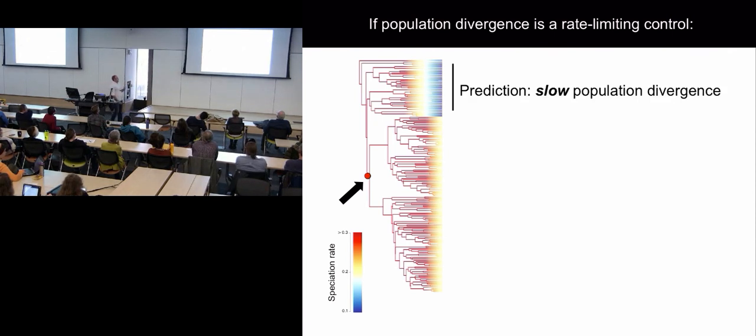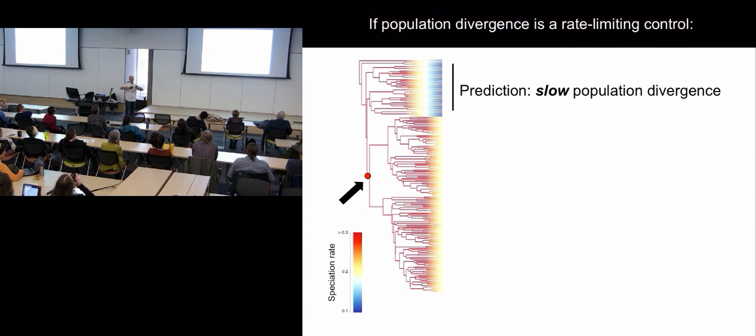Now, if population divergence is a key rate-limiting control on speciation, we can make some predictions here. One of the things that we can predict is that the parts of this tree that have slow speciation should also be associated with slow population divergence. In other words, their populations should be more connected on average.